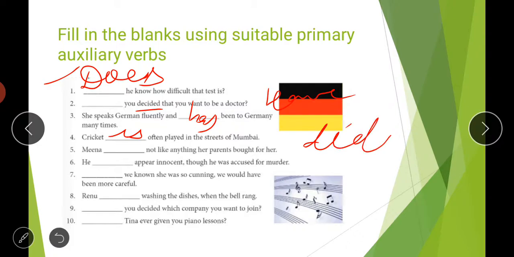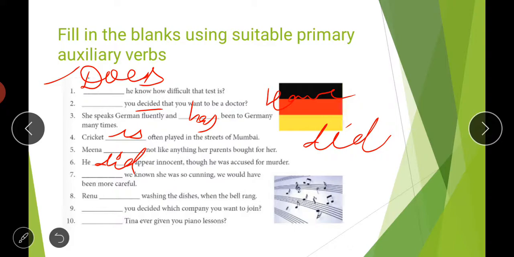Then sixth is, he dash appear innocent though he was accused for murder. So sixth is, he dash appear innocent. He did appear innocent. Here we are using this word did to show some emphasis. So he did appear innocent though he was accused for murder.